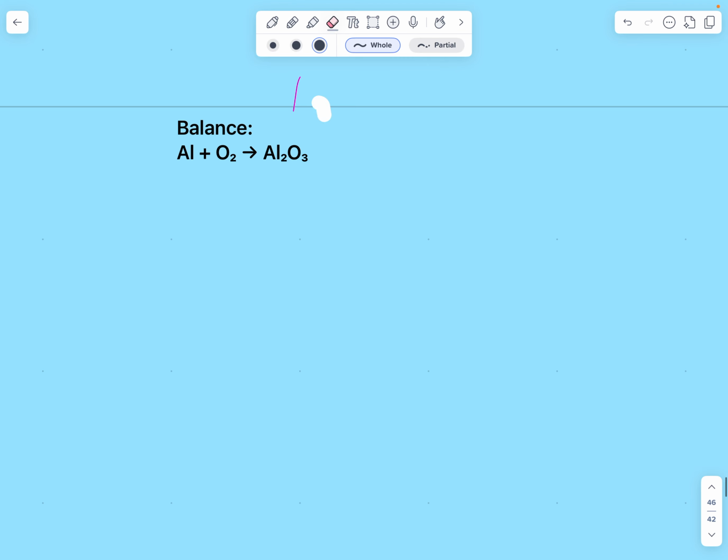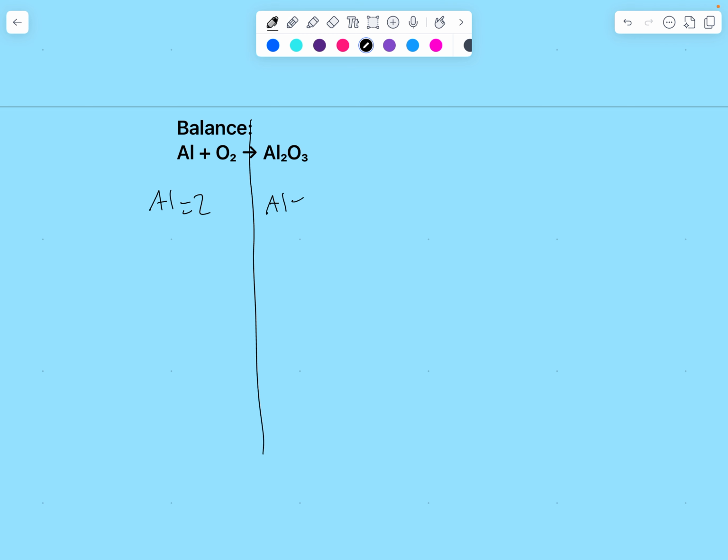Let's try this one. Draw your line. Al on the left is 2. Al on the right is 1, on the left 2. You have 2 oxygens on the left.